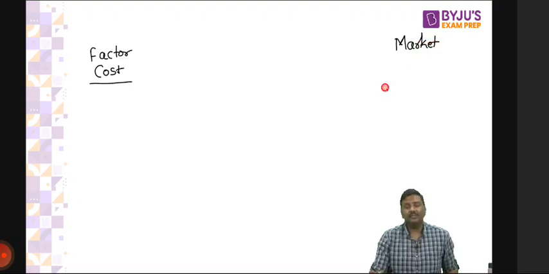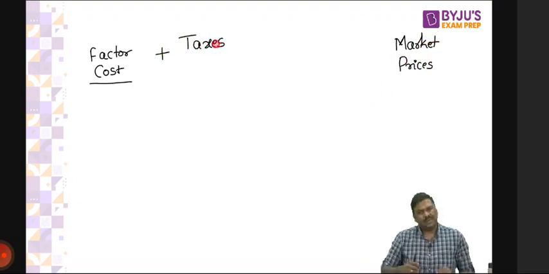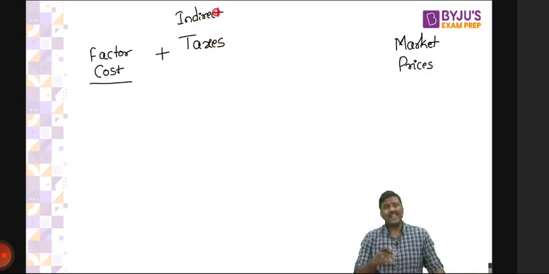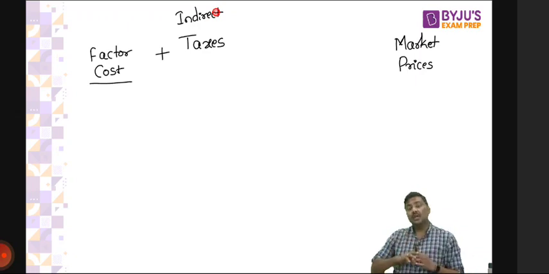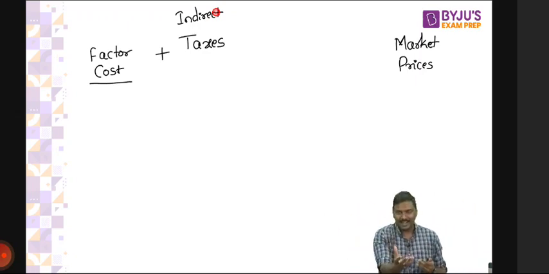And here is the market price. How do I calculate market prices using the factor cost? Let's start. To the factor cost, I will add taxes. Specifically, these are indirect taxes. Please do not worry about what is indirect, what is direct. That is not the scope of discussion today. There is a separate, very big chapter called taxation, where I will tell you what is a direct tax and what is an indirect tax.